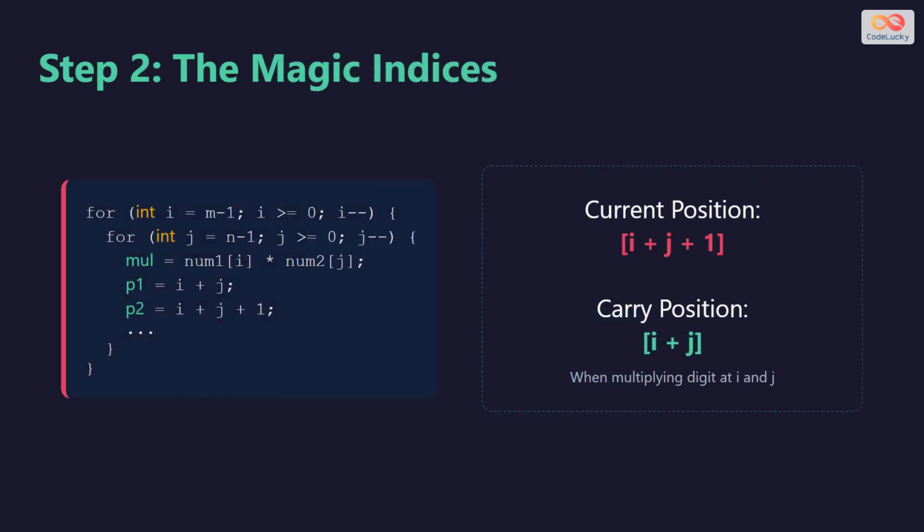We will iterate through both strings from right to left. The most critical part of this algorithm is understanding where to place the result of multiplying two digits. If we multiply the digit at index i from the first number and index j from the second number, the result contributes to indices i plus j and i plus j plus 1 in our result array.